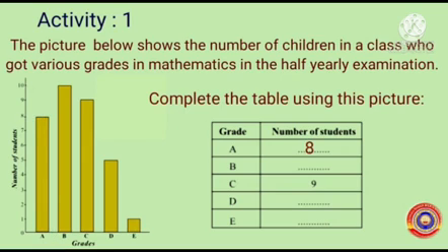Next, how many students got B grade? The number of students who got B grade equals 10. Next, it is given in the question that the number of students who got C grade equals 9. Next, how many students got D grade? The number of students who got D grade equals 5. Next, how many students got E grade? The number of students who got E grade equals 1. Children, did you understand this?